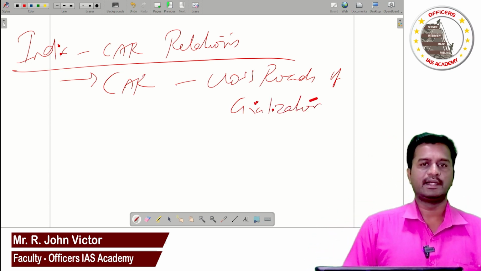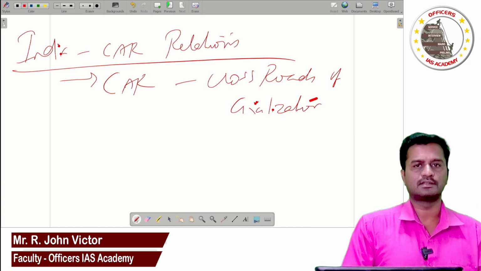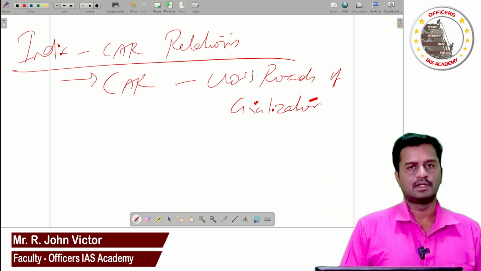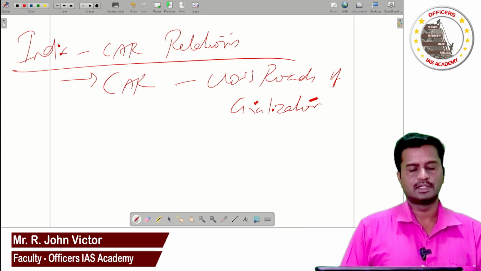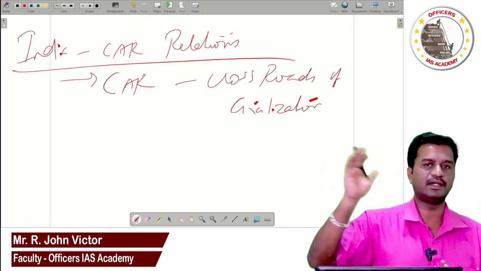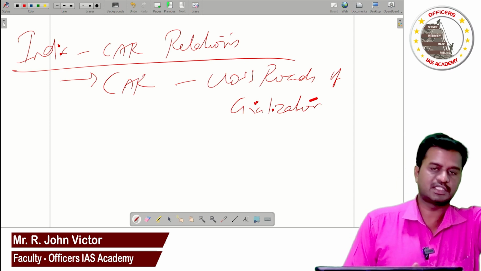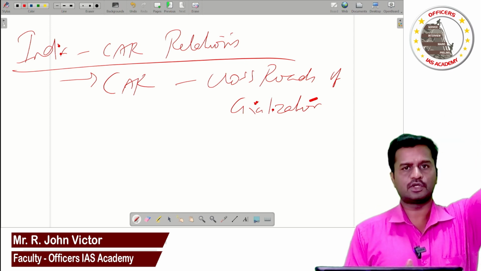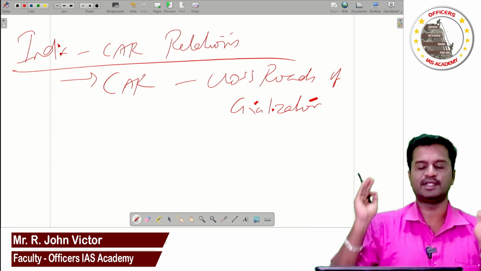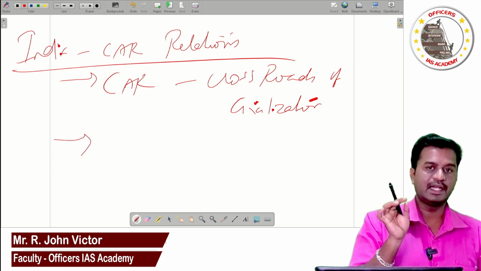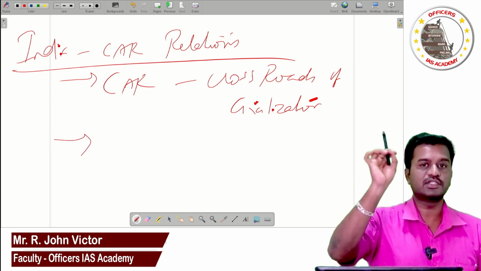Okay. It is like a center point where you can move to other regions, where you will find other civilizations. Near Central Asia, you will find China, you find South Asia, you can move across to West Asia, and you can move across to Eastern Europe. So it is a crossroad of civilization. So mention CAR.